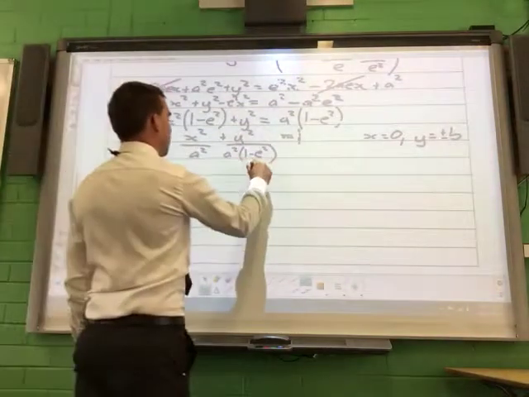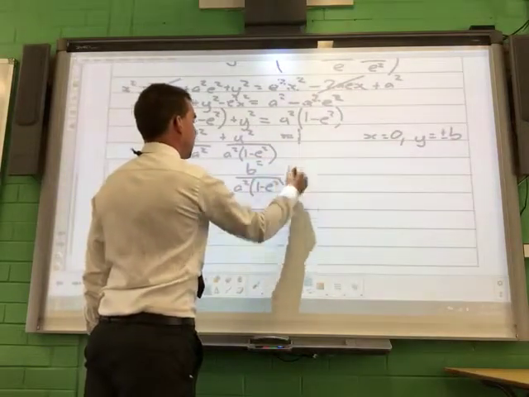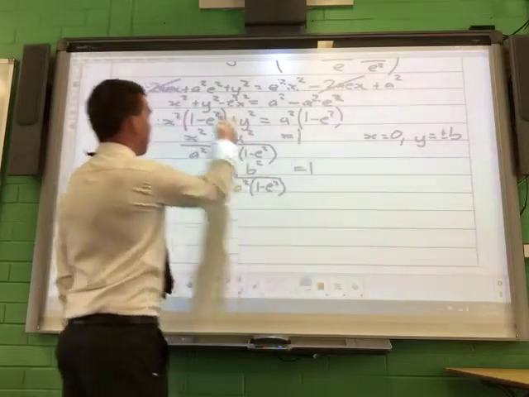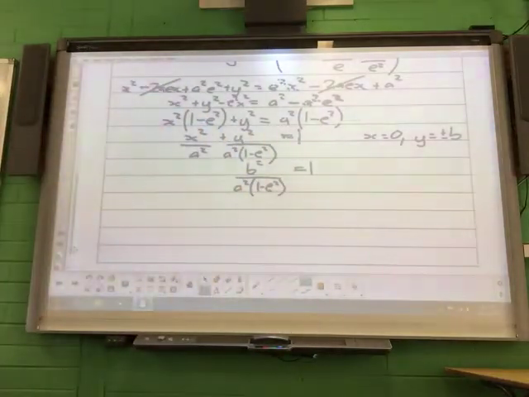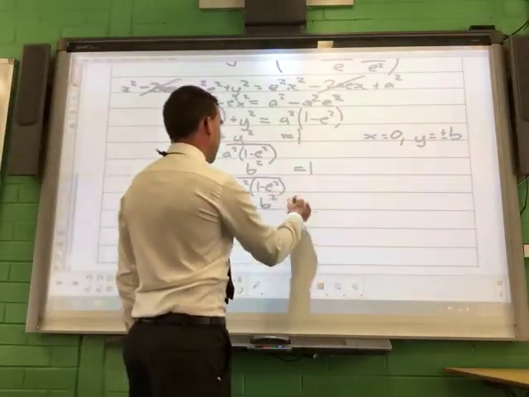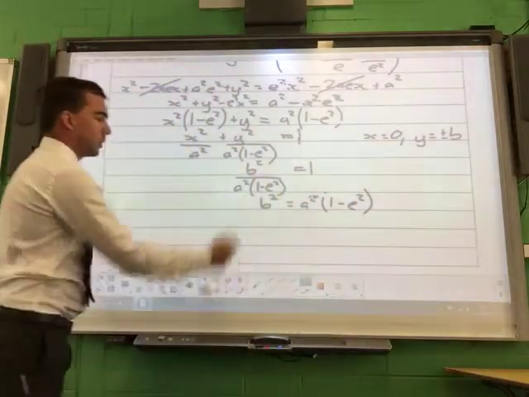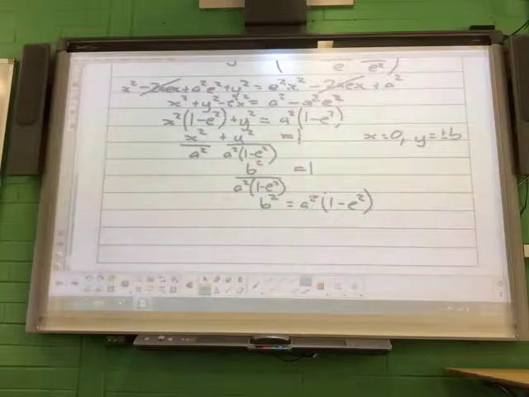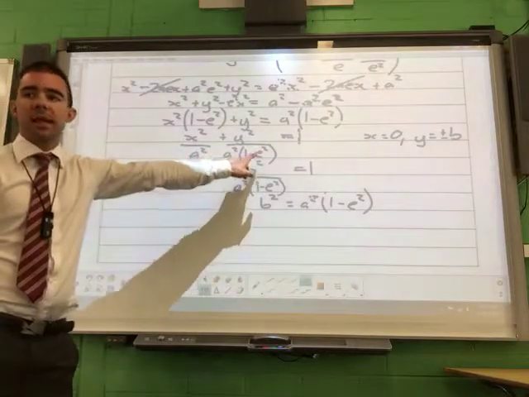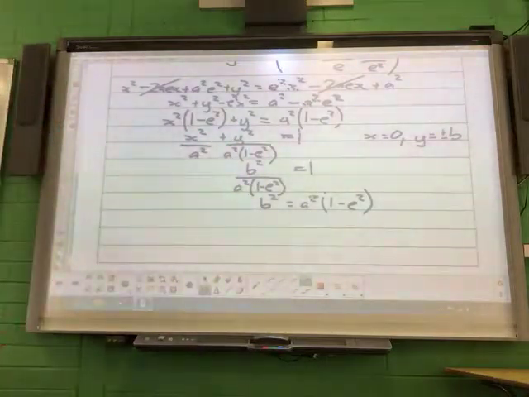So b squared over a squared (1 minus e squared) is equal to 1, because x goes to 0. So I'm substituting that variable in. So b squared is equal to a squared (1 minus e squared), cross multiplying. And that's exactly what I've got in this denominator here, so that matches my formula. I can now put b squared there.